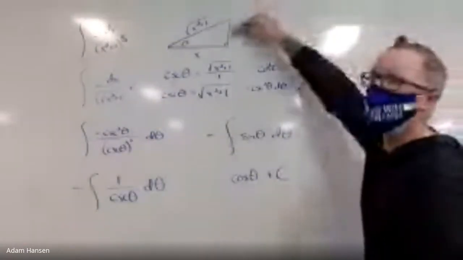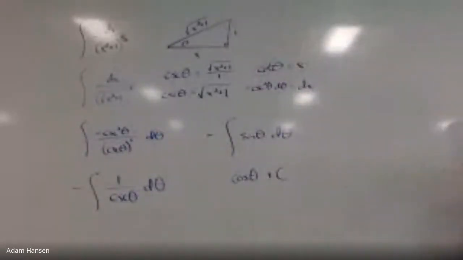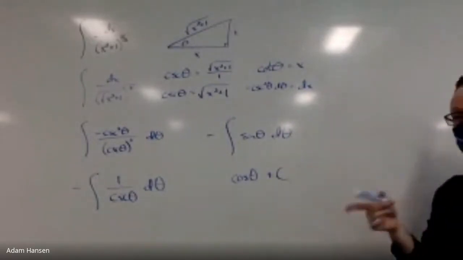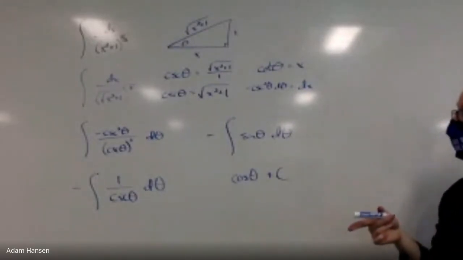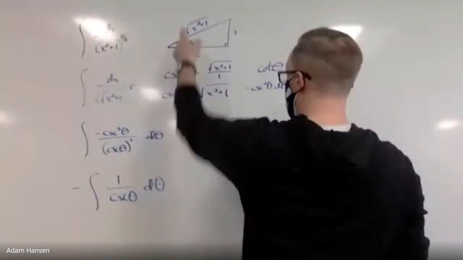I can use that right triangle again. For your SOHCAHTOA, cosine is what to what? Adjacent to hypotenuse. So adjacent would be x, hypotenuse is root x squared plus 1.